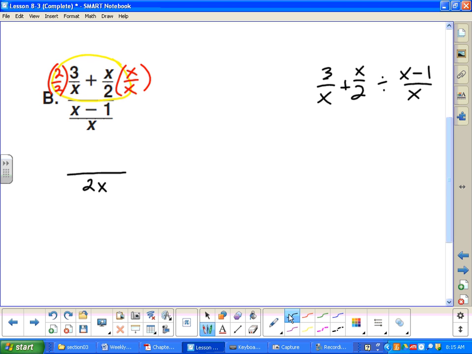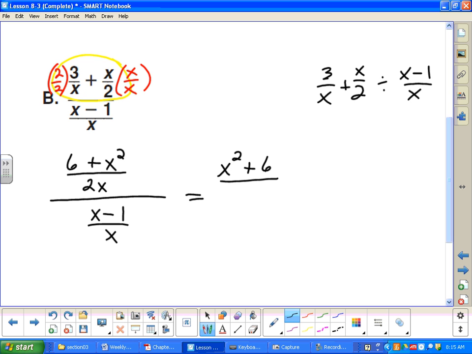So we have 6 plus x squared over 2x. And then that is all divided by x minus 1 over x. So we have a fraction divided by a fraction. So we're going to copy, change, and flip. So I'm going to rewrite this as x squared plus 6 over 2x times, well, let's see how good I am today.